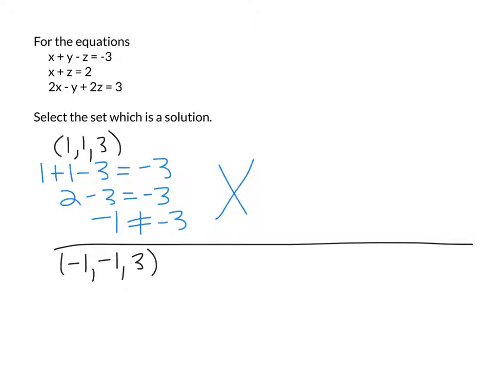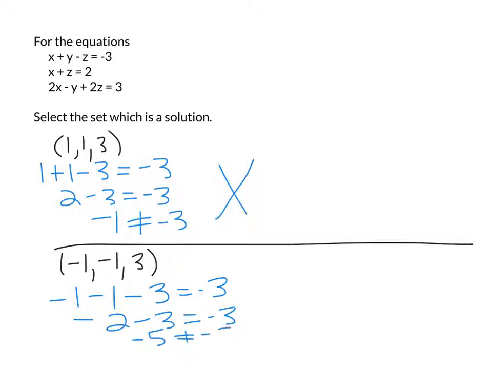And looking at our last set, we'll substitute into our first equation negative 1 minus 1 minus 3 equal to negative 3. So we have negative 2, minus 3. Test if it's equal to negative 3. We have negative 5, which is not equal to negative 3. Does not satisfy the first equation, so it cannot be a solution to the set.